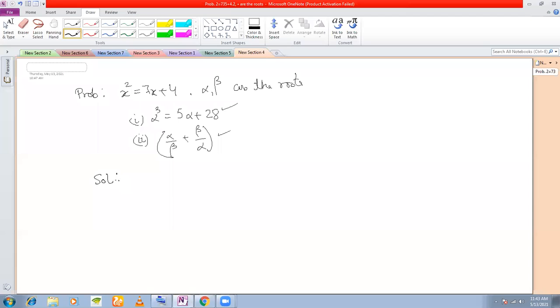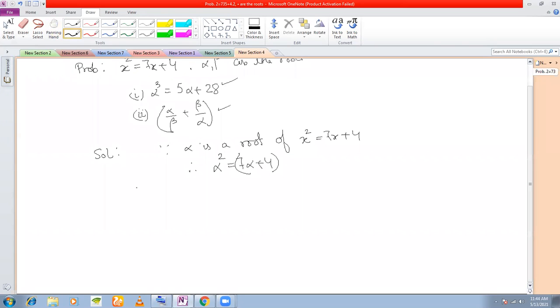So it is given to you that alpha and beta are roots. You'll start by saying, since alpha is a root of x square is equal to 7x plus 4, that means it will satisfy this equation. Therefore, alpha square must be equal to 7 alpha plus 4, right? Now we need to prove that alpha cube is equal to so and so.